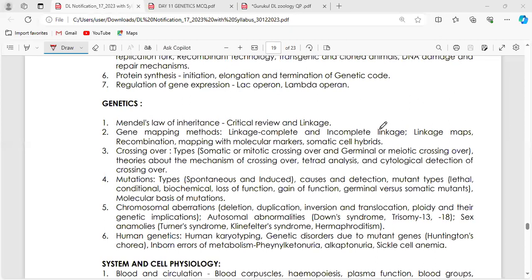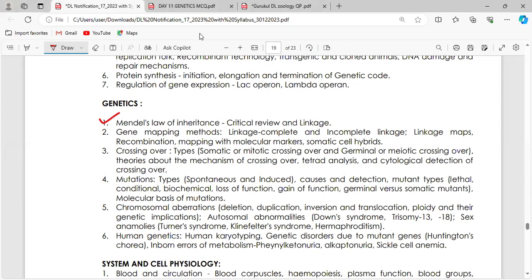So we have completed three important chapters: non-chordata, chordata, and cell biology. And for today, I'm going to cover genetics. The first topic that we are going to discuss today is Mendel's law of inheritance.